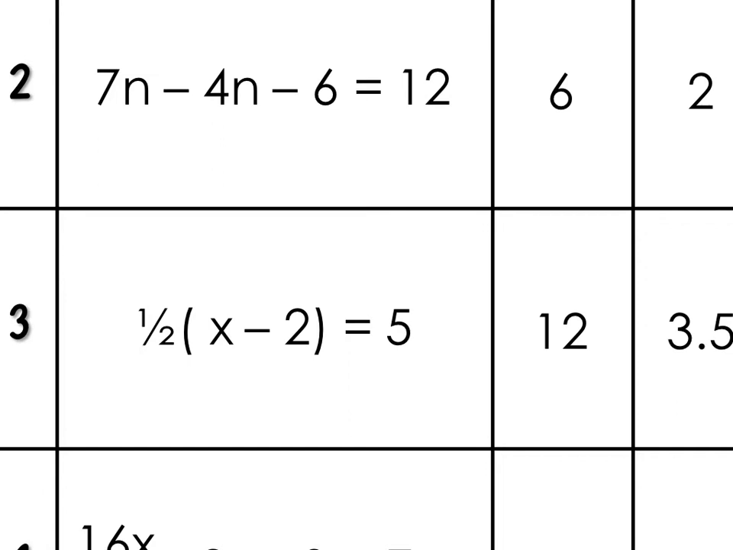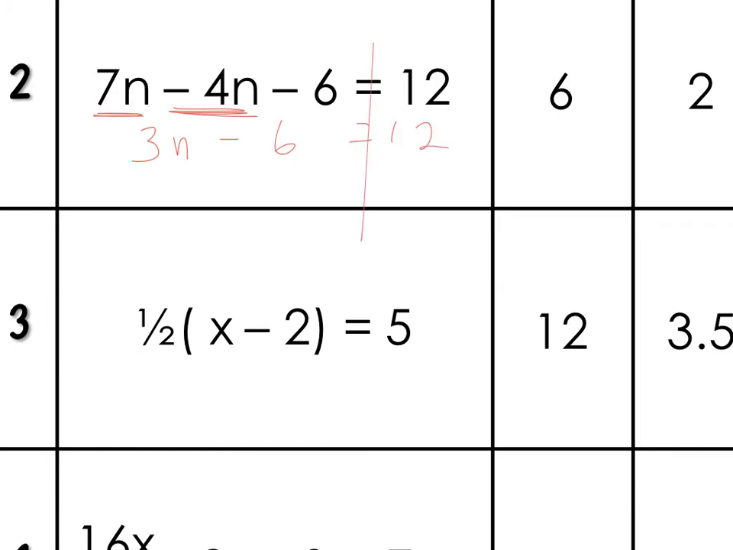Okay. Distributive property. Don't see it. Combining like terms. I do see that. 7n and this negative 4n. Those are like terms, so let's just combine those right now. 7 minus 4 is just 3n. Everything else stays the same, right? Equals 12.